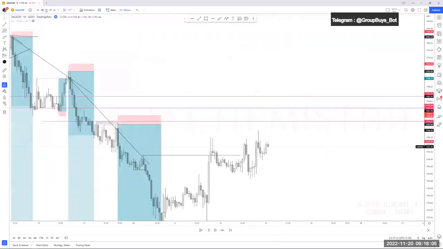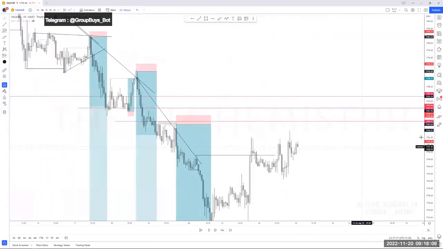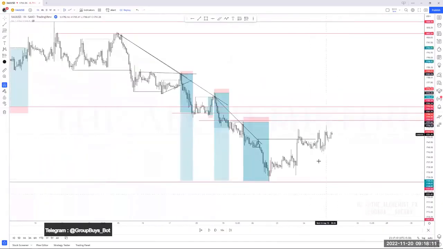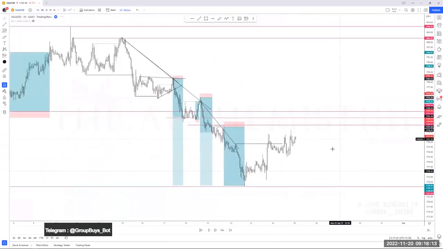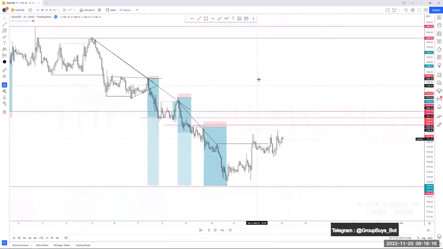So now remember, until it gets into these zones, what are you doing? Buying it, right? You're going to buy it. And then let's see what trend line confluences we have into these zones.